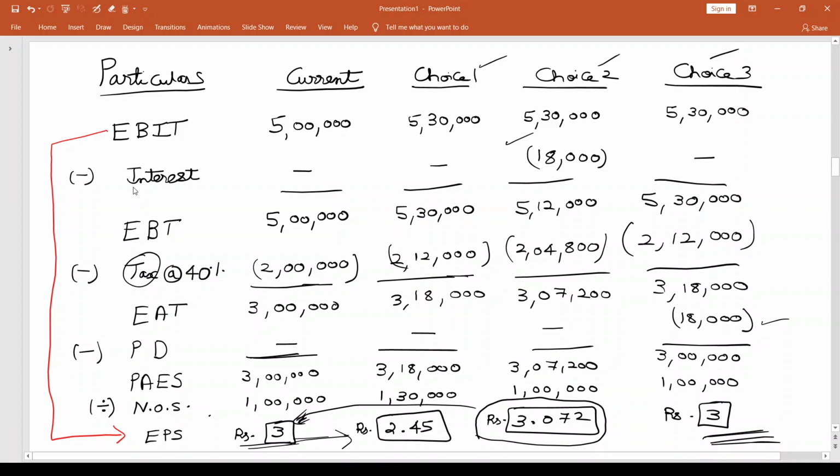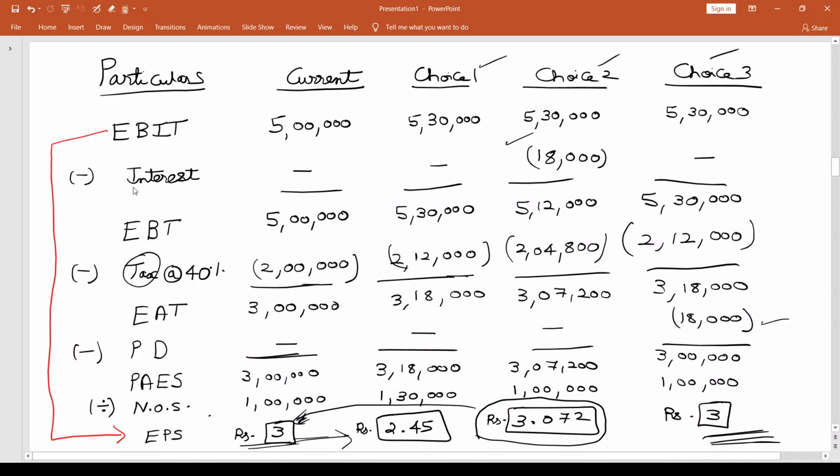So in the second choice, if you see, the tax outflow to the government is only 2,04,800. I am able to have a lesser tax outflow because of debiting a cost called interest to the extent of 18,000. I am having a cost in choice 3 also, but I am not having a reduced tax outflow. I am having a higher tax amount of 2,12,000. So for the same 18,000 of cost, the tax is lesser in choice 2.